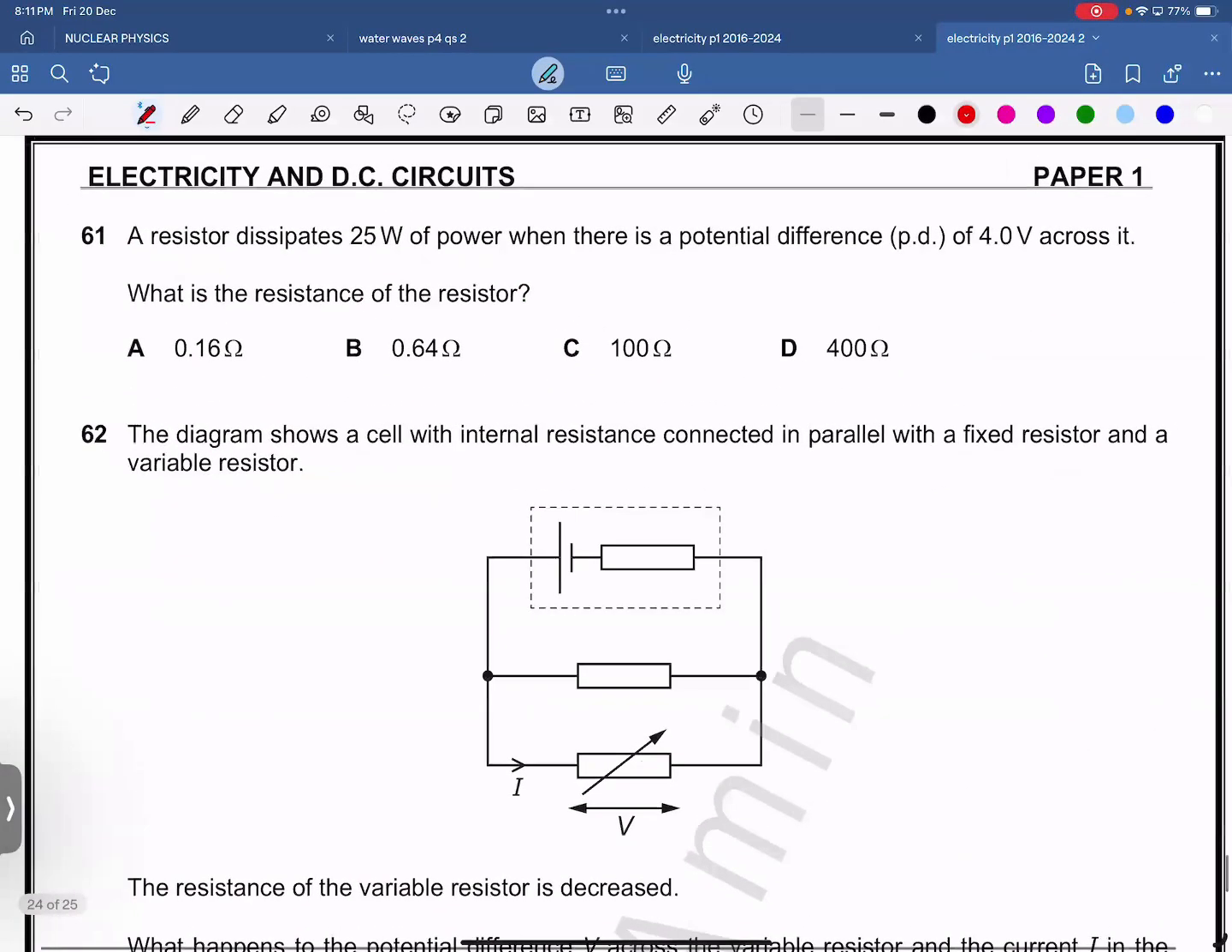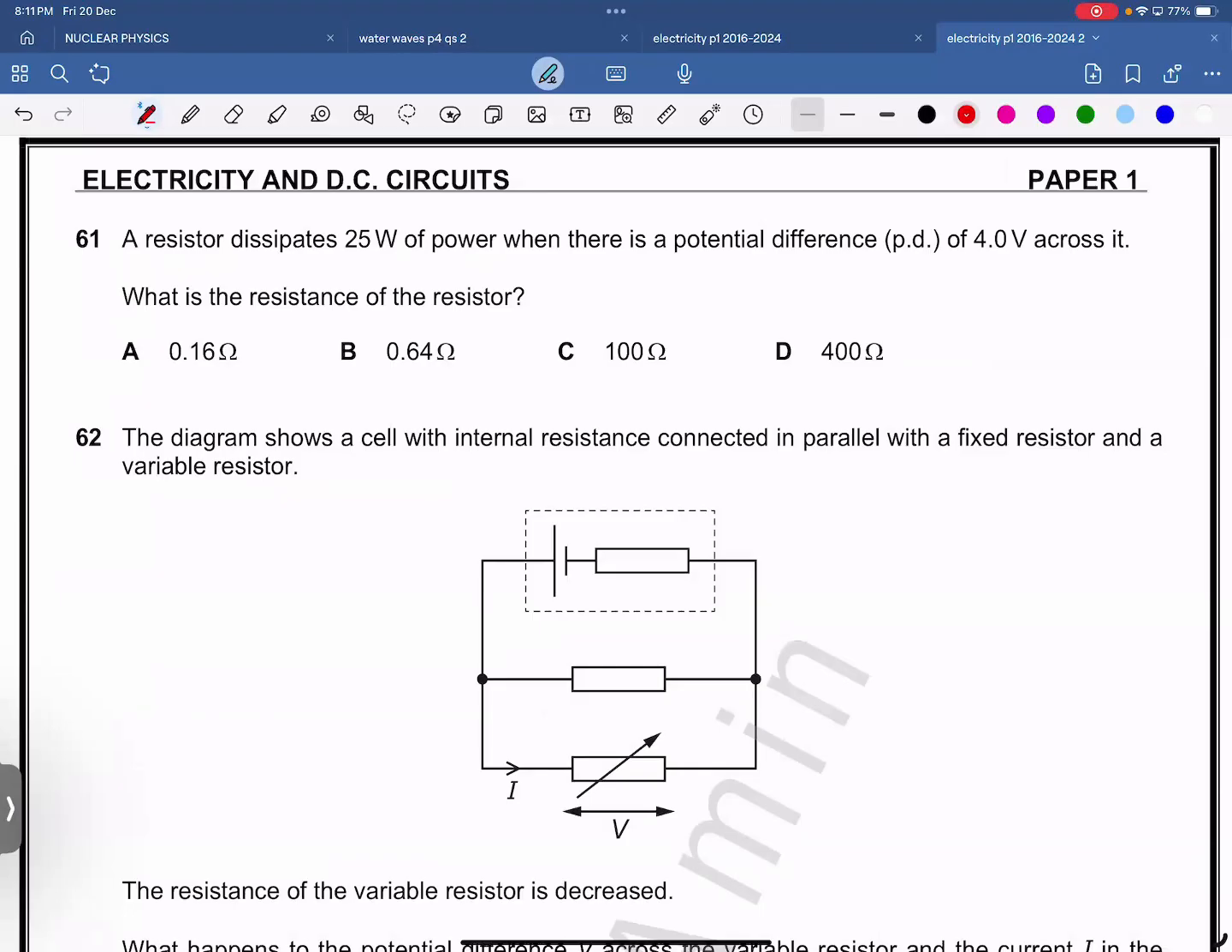Question number 61. A resistor dissipates 25 watt of power across its resistance. This is easy. P is equal to V square over R. R is equal to V square over P. 16 over 25. 0.64. Easy.